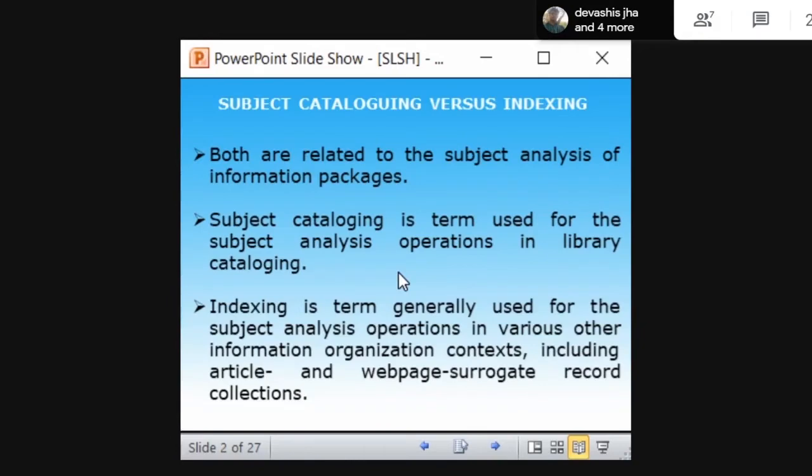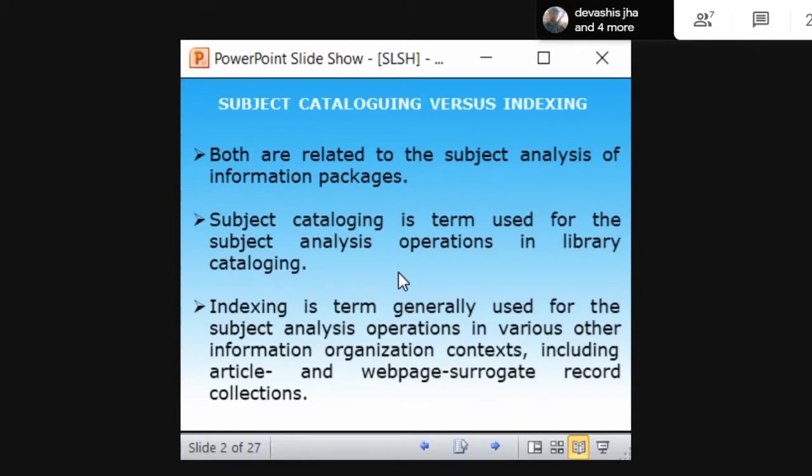Okay. So before going into that Sears list, we need to understand the basic terminology: what is subject cataloging and what is indexing. They may look similar, but there is a difference between them. Both are related to the subject analysis of information packages. That is true actually. So whatever it is, subject cataloging or indexing.